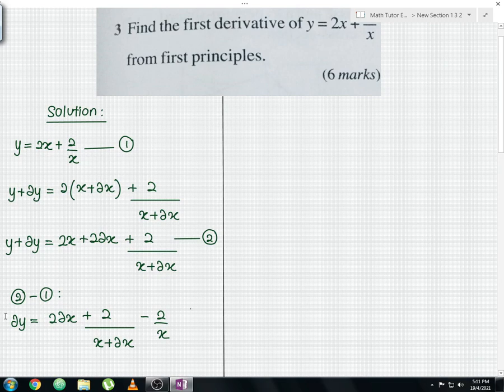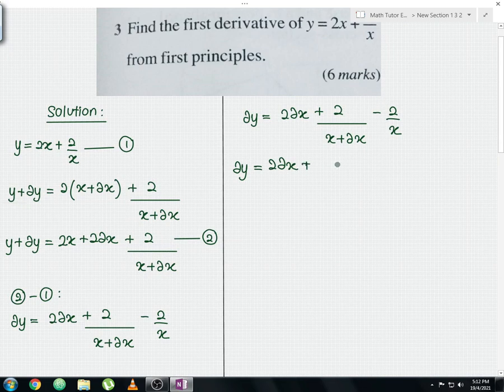For the next step, let me copy paste this and I continue my working over this side. So from here let us continue. What we can do is this 2 over x plus delta x minus 2 over x, we can combine these two fractions into one single fraction. So we're going to make the denominator the same. How are we going to do that? Let me show you in the working over here. So delta y equals 2 delta x plus 2 over x plus delta x minus 2 over x. Let me underline the fraction over here.